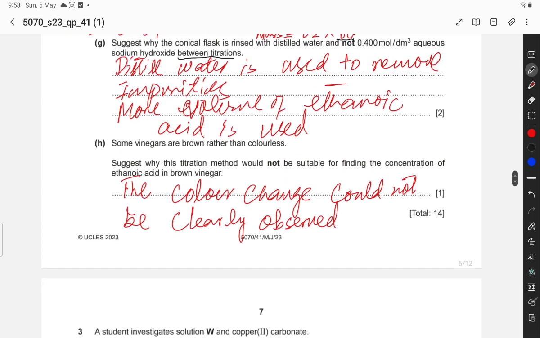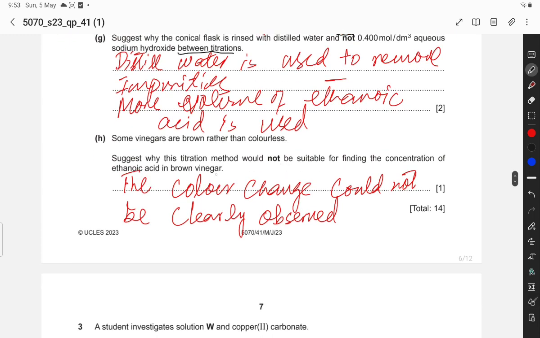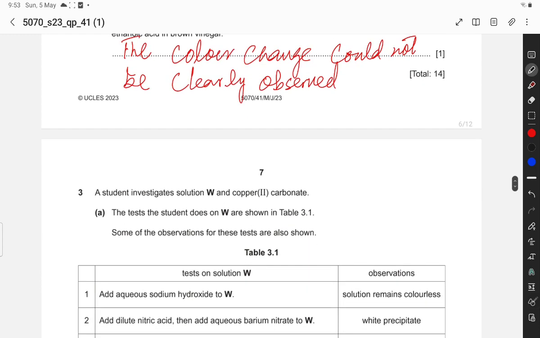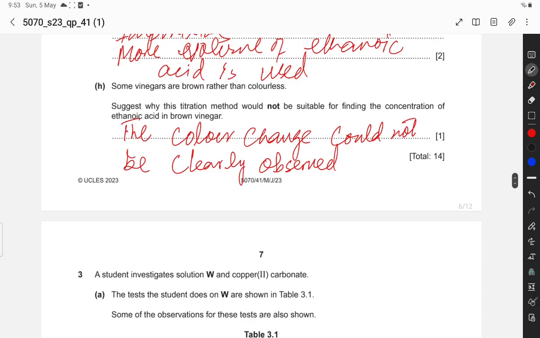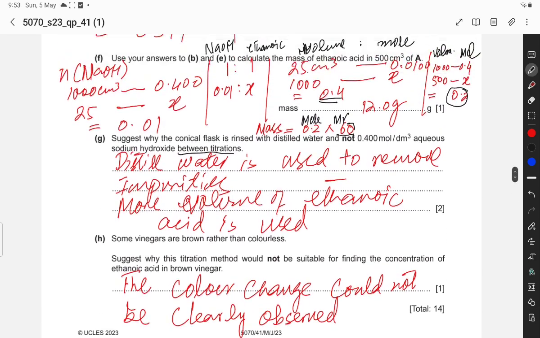Some vinegars are brown rather than colorless. Suggest why this titration method would not be suitable for finding the concentration of ethanoic acid in brown vinegar. The color change could not be clearly observed because vinegar is already brown in color. So this is the end of the titration question.